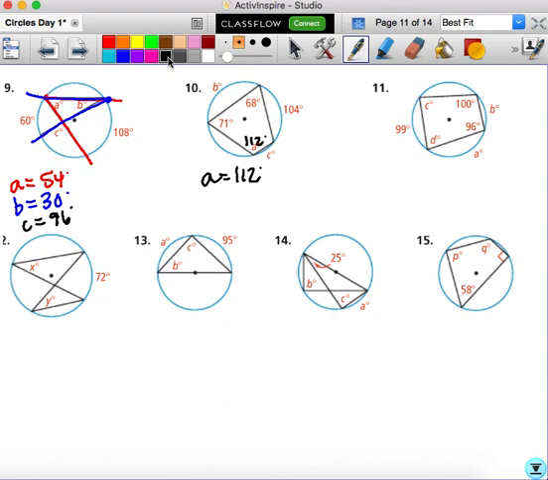I've got B and C. This 112 has its vertex sitting on the edge of the circle. So that's that inscribed angle. So I should be able to take that 112 and double it to get the measure of this arc, which is 224. So from there to there is 224 degrees. I already know that part of that arc is 104. So B would be whatever 224 minus 104 is, which comes out to be 120.